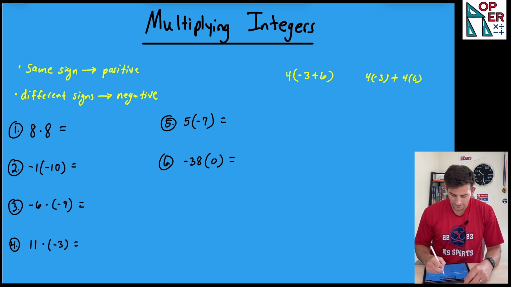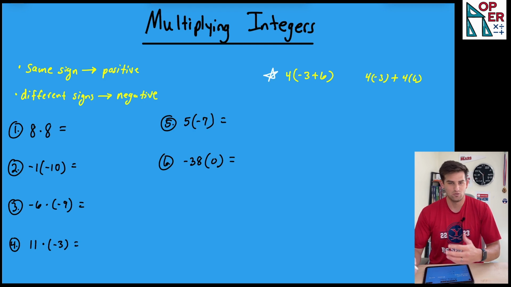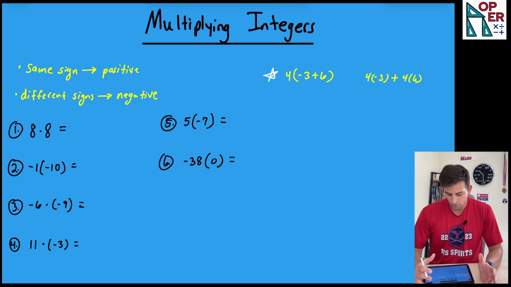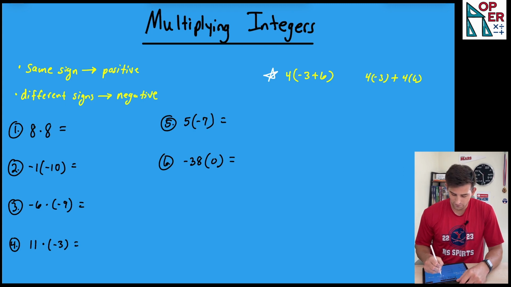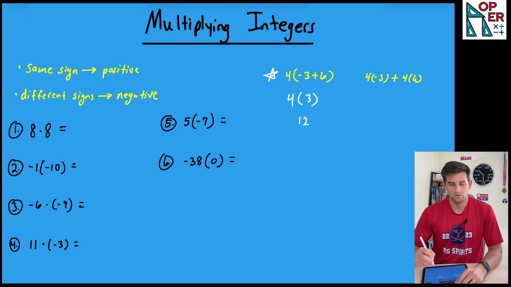To illustrate why this happens, let's look at this example. If I did 4 times the quantity -3 plus 6, simplifying what's inside the parentheses first, we would have -3 plus 6, which gives us 3, and we know that 4 times 3 is equal to 12, right? So follow with me here.